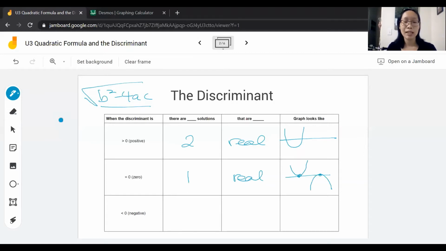When your discriminant is negative, it means you're taking the square root of a negative number. That means you have two imaginary solutions, and your graph looks something like this, where it just floats above or below, and it never touches the x-axis. Let's take a look at how to use this discriminant in a problem.